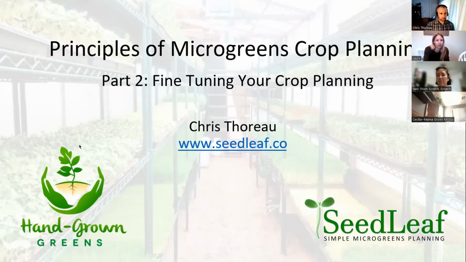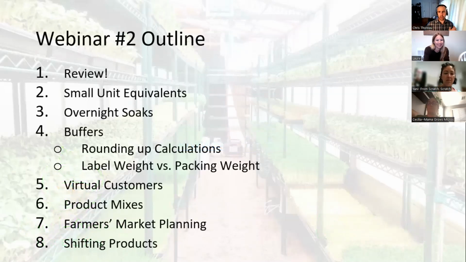So here's what we're going to cover today. We are going to start off by reviewing what we covered last time very, very quickly. I'm going to cover a concept called small unit equivalence, which some people have found really useful. Then we're going to talk briefly about overnight soaks. Then we're going to get into buffers, virtual customers, product mixes, farmers market planning, and shifting products. So we are going to cover a lot of stuff here, and it's all going to relate back to the stuff we talked about in the first week.